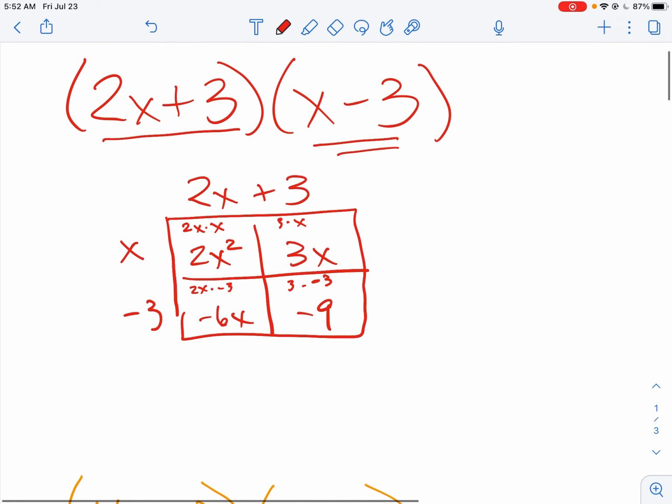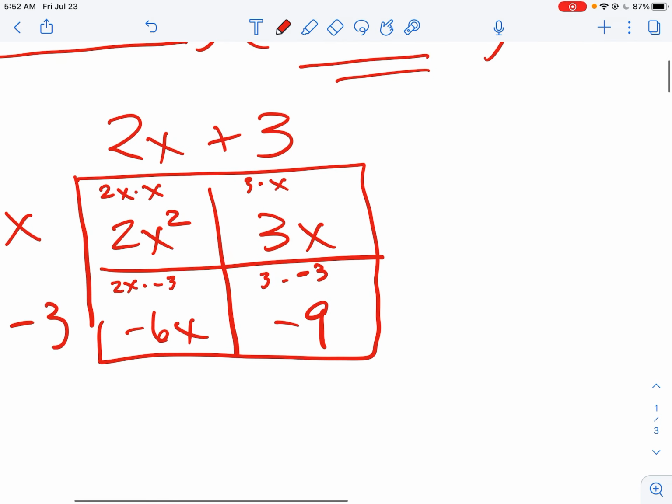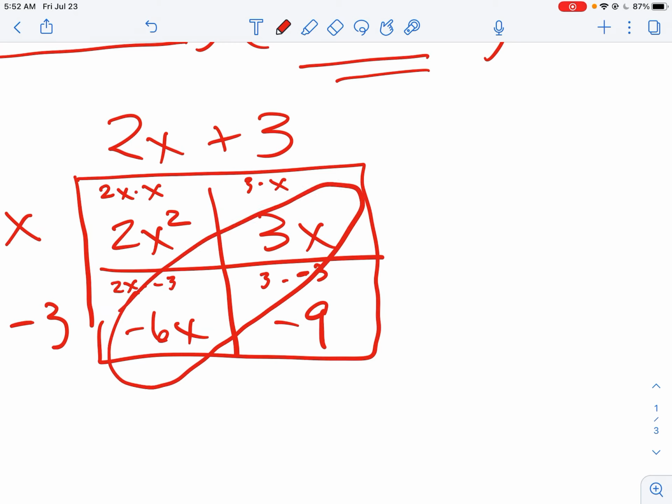If you look at this, you should be able to see that right here we have like terms. So we need to combine our like terms. So I write down the 2x squared from the first box. Then I combine like terms. 3x minus 6x will get me -3x. And then you write -9.